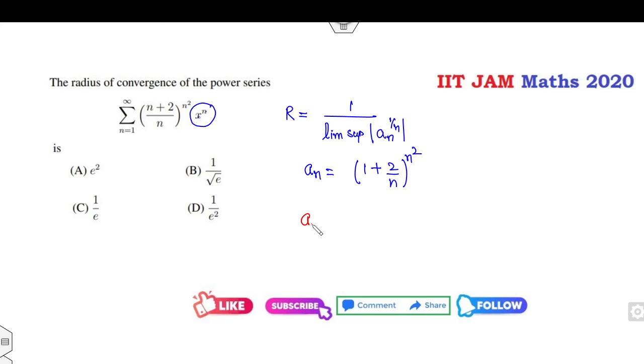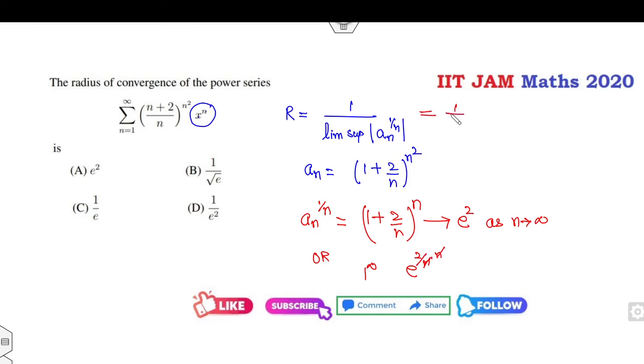Now can you find an raised to power 1 over n? It is (1 plus 2 over n) raised to power n. Clearly, it converges to e square as n approaches infinity. You can also see that this is the 1 raised to power infinity form. You can multiply and write e raised to power 2n into n over n, so that's e square. So the right answer of this problem is 1 over e square.